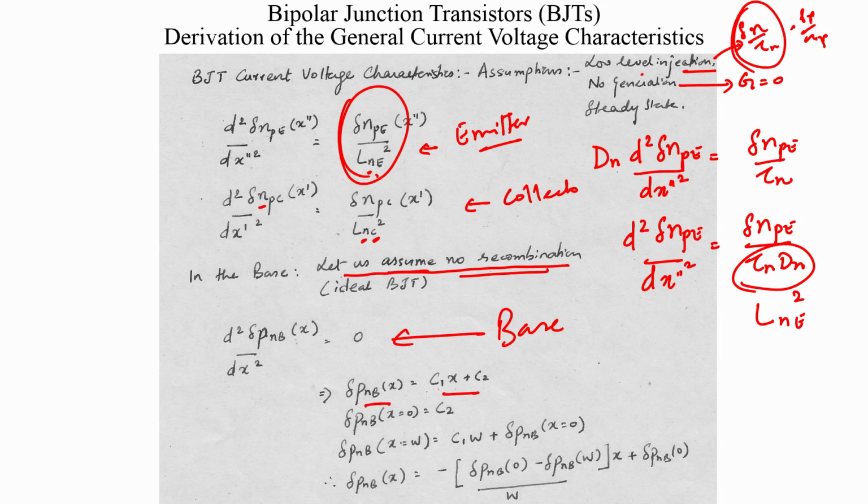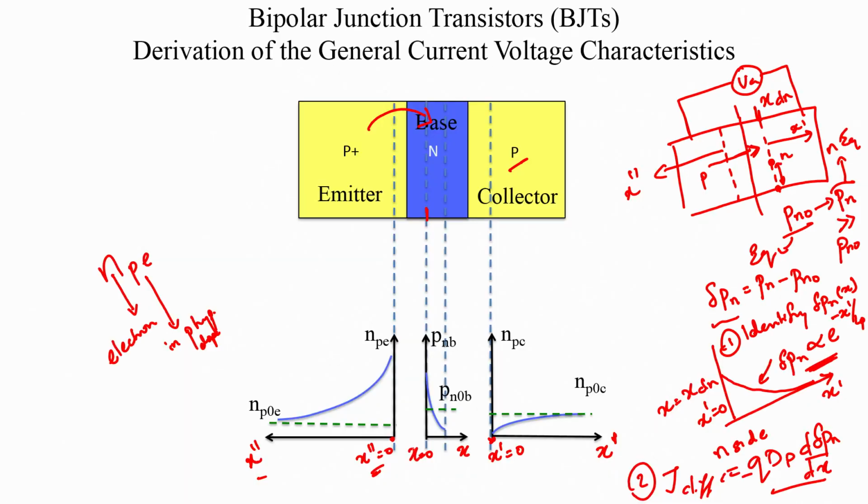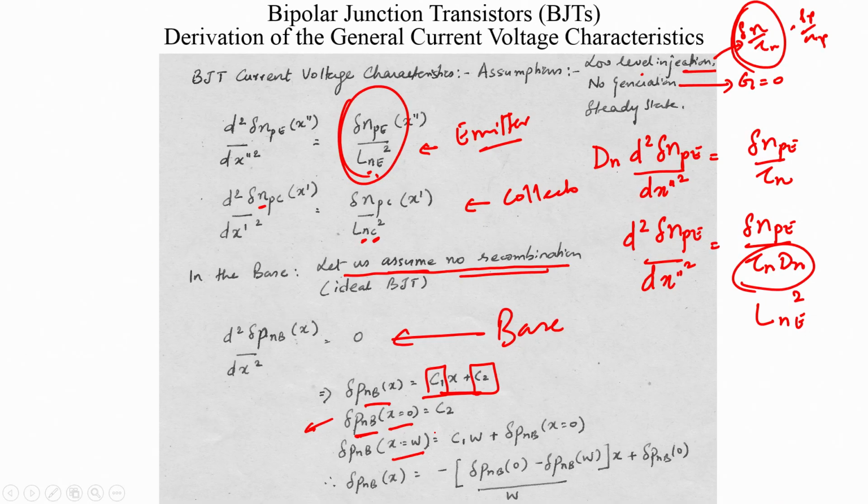It asks for a linear dependence of the minority carriers with respect to x, and the way you find out these two constants is that you identify what is the minority carrier concentration, which is the holes in the base at x equal to 0, okay, and at x equal to w. So, what is x equal to 0 and x equal to w? We are asking for what is the concentration here and what is the concentration here, and if you know these 2 points you identify these 2 coefficients, okay, and therefore, this is the general solution for delta p n in the base.